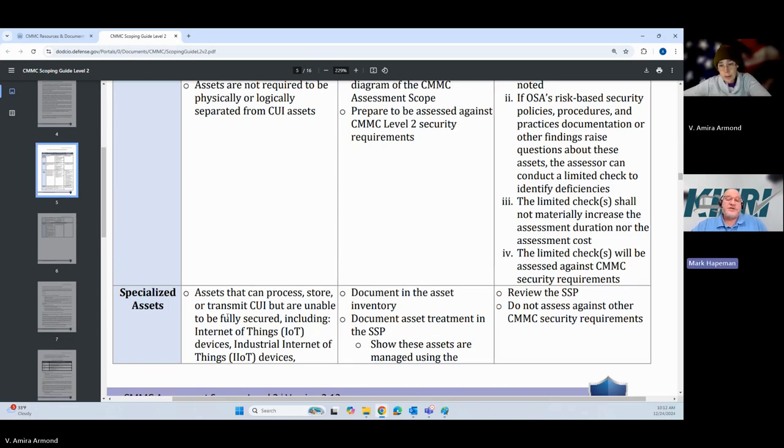Any thoughts, Mark? I was just going to say, we get much more in depth on specialized assets. I believe it's video 8, but as we break each of these down and discuss them like we did CUI assets today, you'll learn a lot more about how to determine if something's a specialized asset. Then you'll have the opportunity to make the logical decision and be prepared to defend your position with an assessor who is preparing to assess your network.